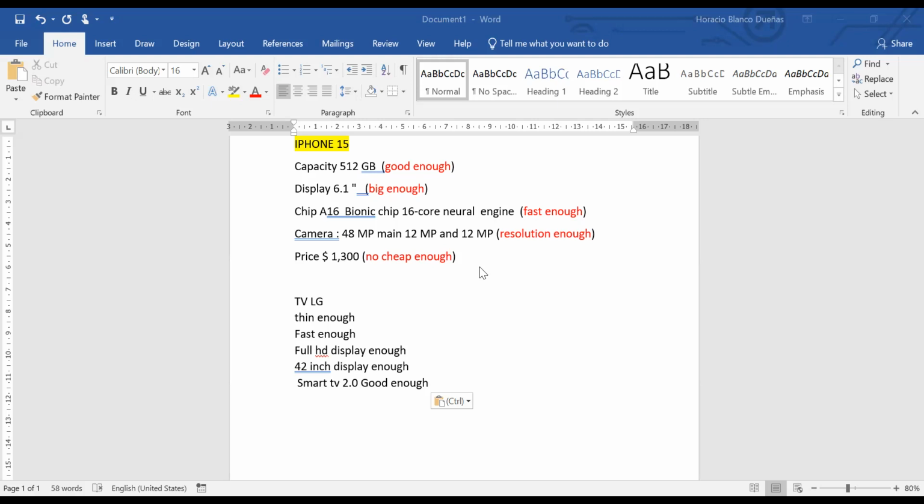The price. But resolution is not an adjective. So it is going to be enough resolution. Another thing, everybody, cuando es un sustantivo, va después del adverbio enough. Enough resolution. Okay? The price $1,300. Not cheap enough.